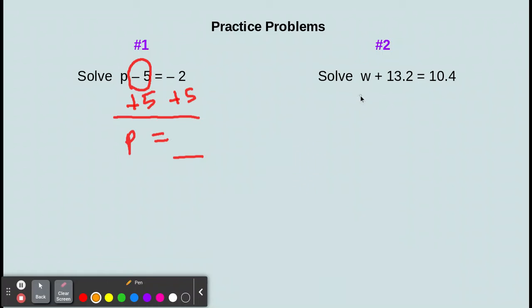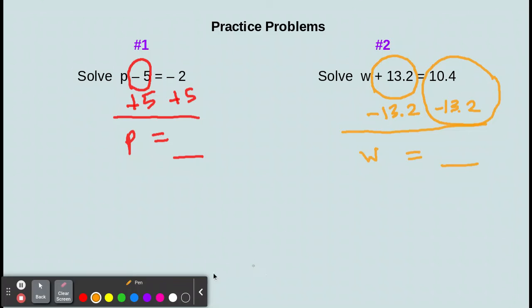All right, for number 2, solve W plus 13.2 equals 10.4. Again, I'm going to circle what's after the variable, and I'm going to do the opposite. What's the opposite of adding? It's subtracting. So I have that 13.2 there on that side. I want to take it away. But if I take it away from this side, I also need to take it away from that side. So this becomes W equals, and then what's this? That's what's going to go there. Okay.